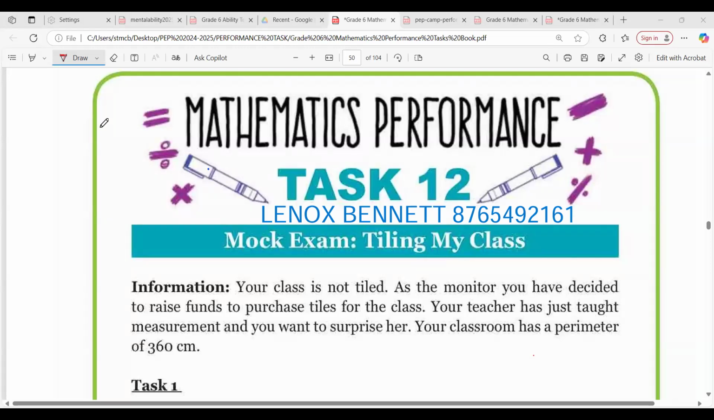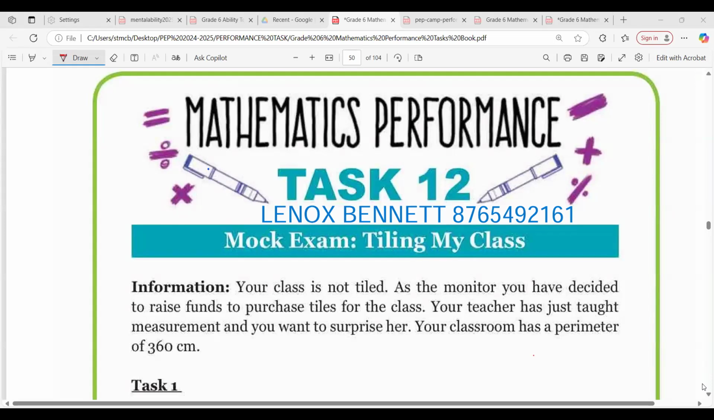All right. So it says, mock exam: tile in your room. Information: your class is not tiled. As the monitor, you have decided to raise funds to purchase tiles for the class. Your teacher has just taught measurement and you want to surprise her. Your classroom has a perimeter of 360 centimeters. So I'm going to take the first person now.